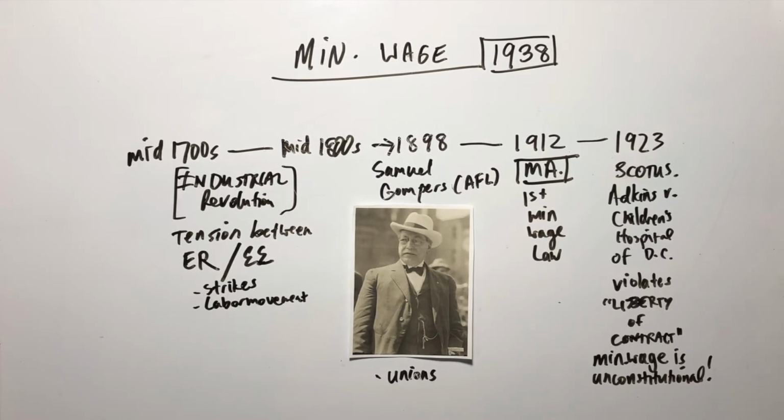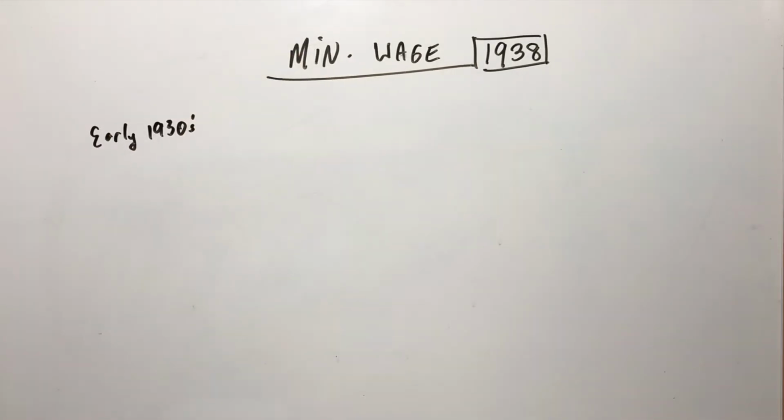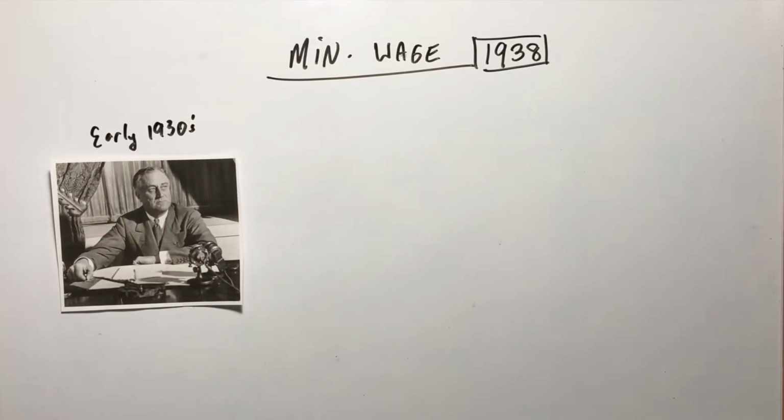But time goes on. And eventually we get to 1938. So between 1923 and 1938, what's going to happen? In the early 1930s, FDR, newly elected president, in the midst of the Great Depression, desires to have workers get out of the situation that they're in. People are suffering because of the Great Depression, and he wants to try to get their situation improved.